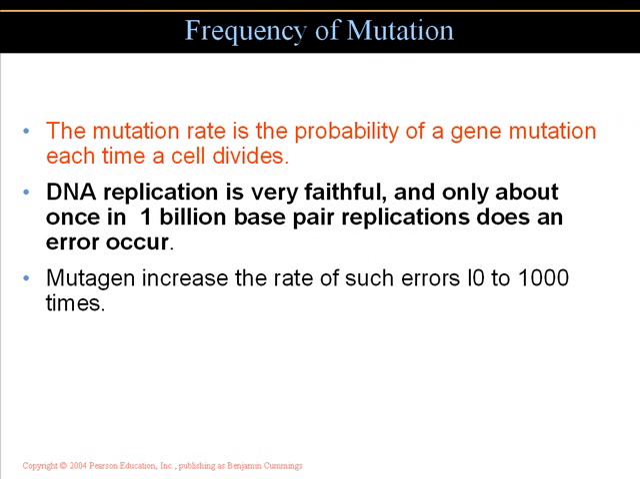The mutation rate is the frequency of mutations that we see in the environment. Mutation rate is the probability of gene mutation each time a cell divides. DNA replication is very faithful, and again, there's a sequence of steps to help prevent mutations from occurring. Only about once in a billion base pairs do we see replication errors occur. Mutagens basically increase the rate of such errors 10 to 1,000 times in frequency.